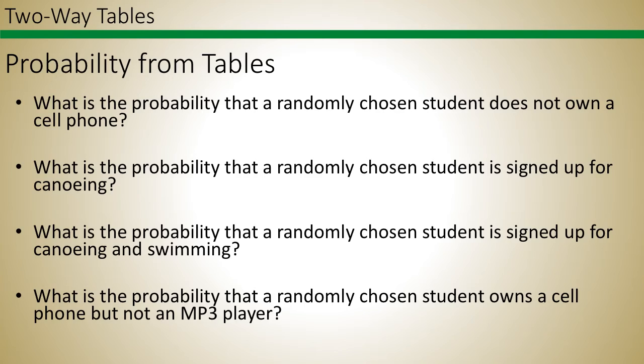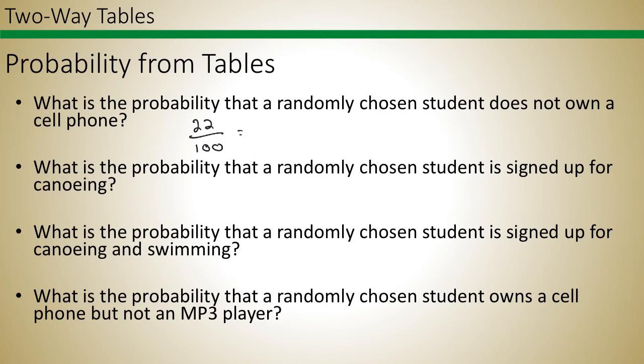So next, we're actually going to find probabilities from a two-way table. We're going to use that two-way table that we just created. If we want to find the probability that a randomly chosen student does not own a cell phone, we're going to look at that first table that we created, and take the number of students who do not own a cell phone. So we have 22 students who do not own a cell phone. That would be 22 over a total of 100 students. That's the probability that a student does not own a cell phone.